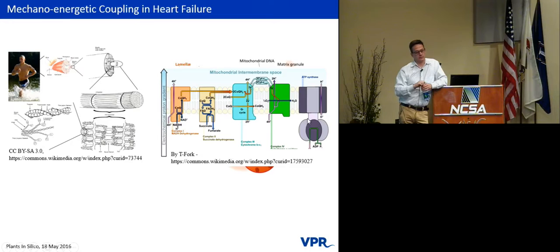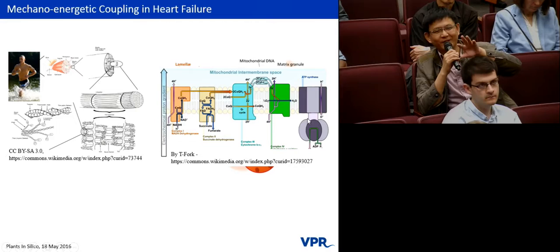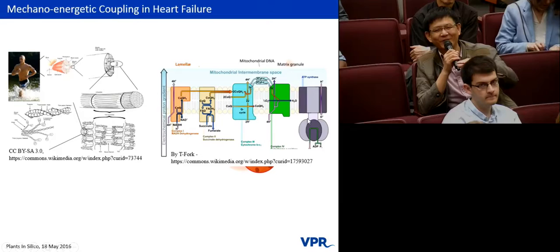Okay. Second question, quick one. What kind of condition will make the phosphate levels drop? Yeah, you mean how do these metabolite pools change?